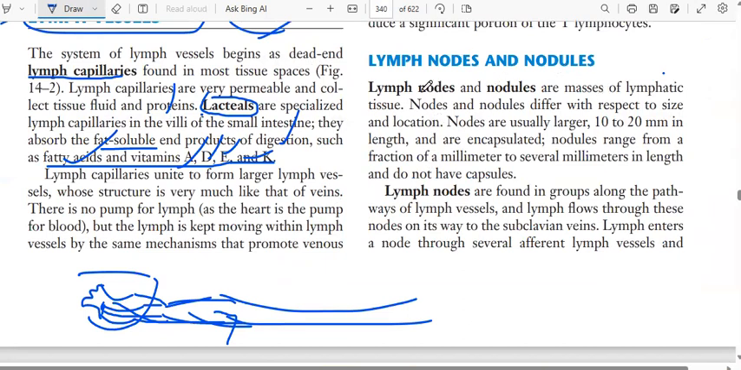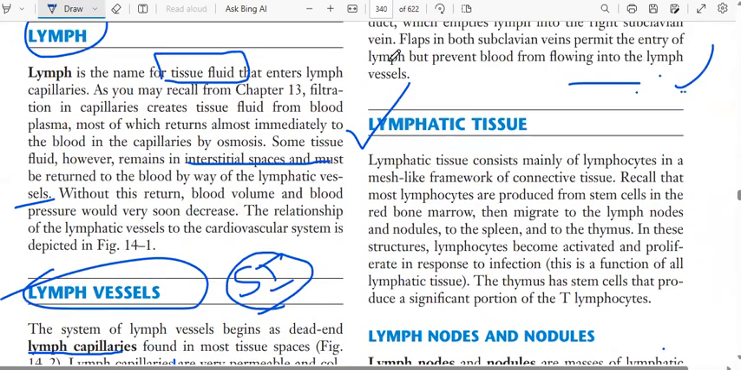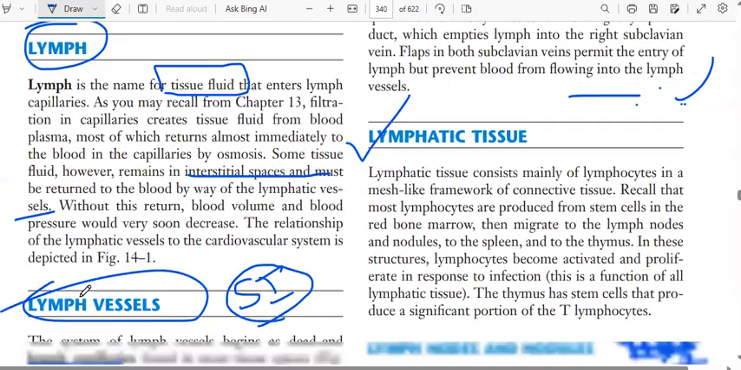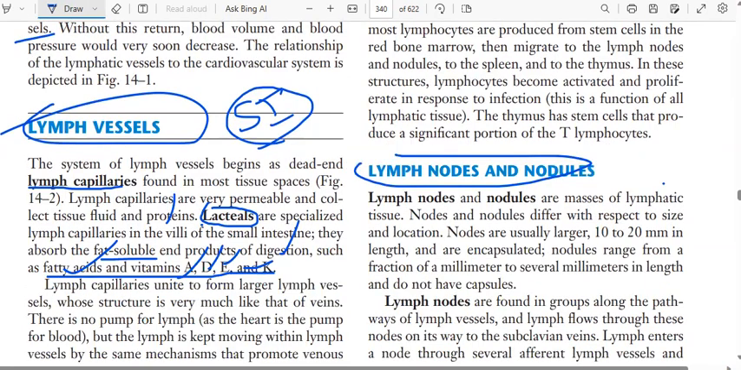Now we will talk about lymph nodes. Step by step, we are understanding. So we know about lymphatic tissues, lymph vessels, and lymph. Now, what are lymph nodes and nodules? Lymph nodes and nodules are masses of lymphatic tissue. This is a granule-like substance present in the lymph nodes. Nodes and nodules differ with respect to size and location.